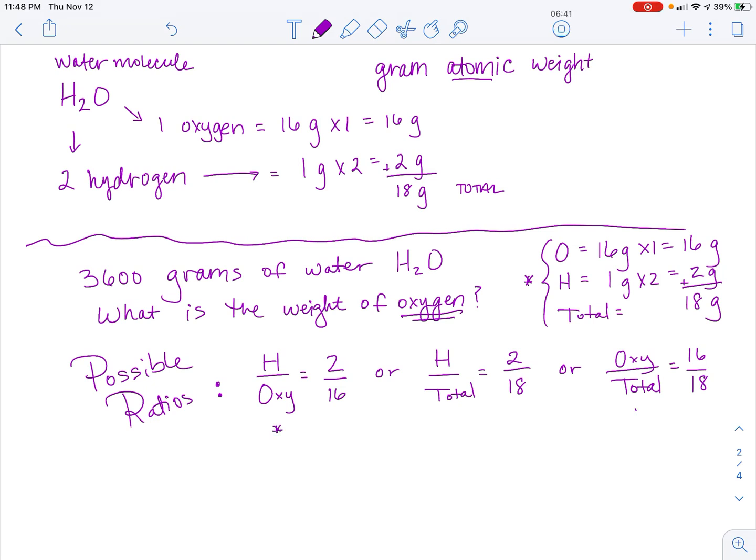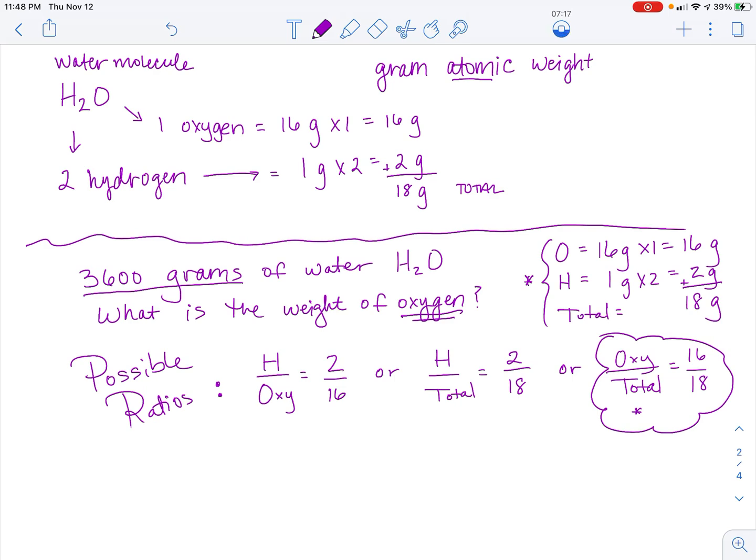So it's probably going to be either this one or this one. How do I know which one? Well, what other piece of information do I know from this problem? I know that we're looking at 3,600 grams of water. So I have a total amount given to me of water that I'm trying to make an evaluation on. So I'm going to want the one that involves the total. So this one right here is going to be the ratio that we're going to use. Not this one over here.